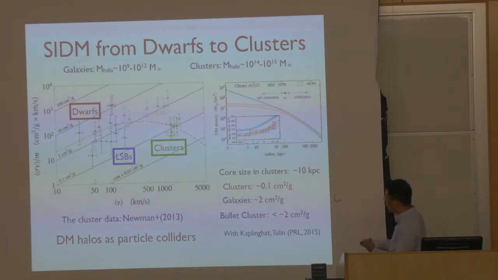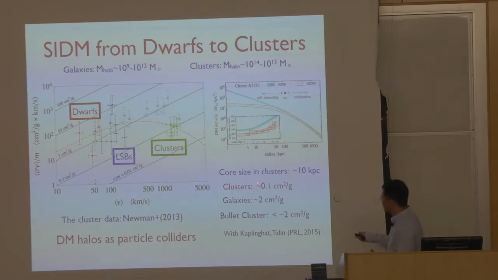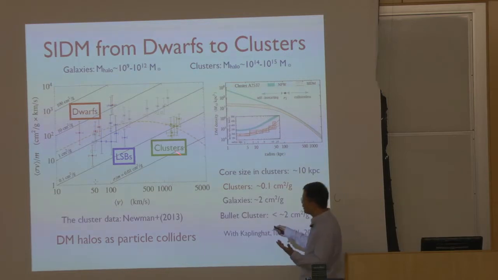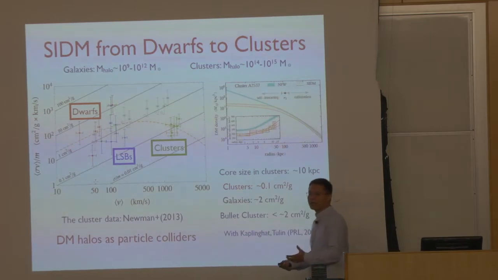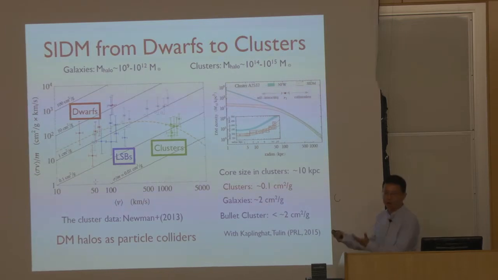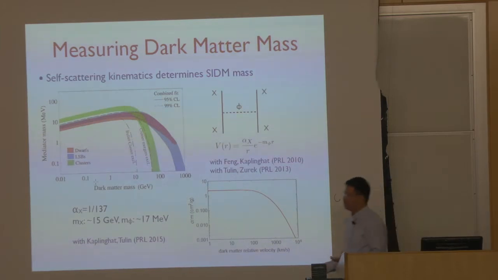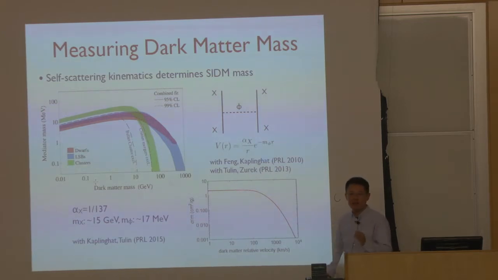0.1. So people usually call the Bullet Cluster the strongest constraint on the cross-section. No, it's the stellar kinematics in clusters, right? 0.1. So you have dwarf galaxies, low surface brightness galaxies, and galaxy clusters. You may think about dark matter halos as particle colliders, which is what high-energy physicists usually think about. So now the question is, can you put everything together in a self-consistent picture? You have one order of magnitude discrepancy in the cross-section. How would you do that? You would just give up. But the answer is no. Actually, that discrepancy gives you a handle to measure the dark matter mass.